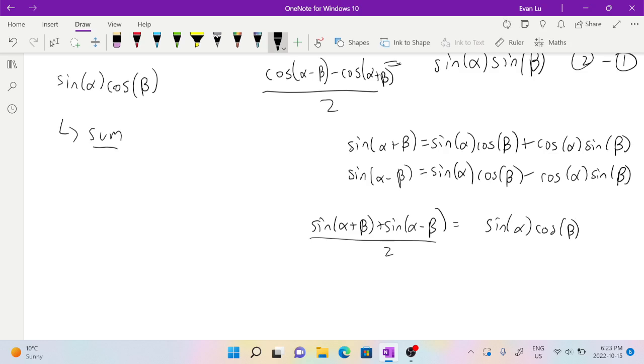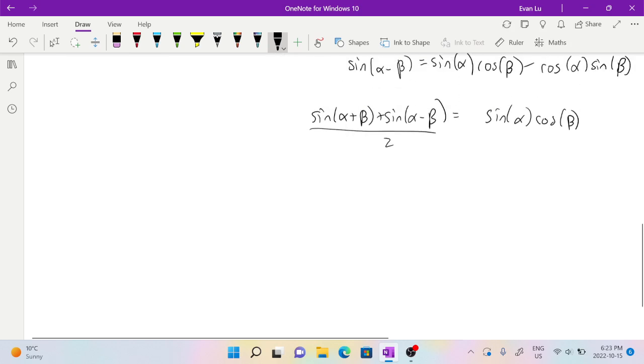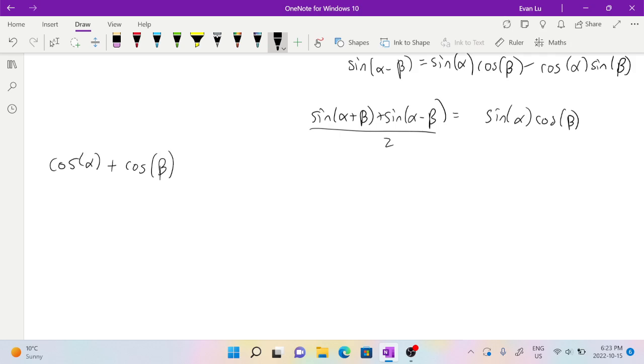Okay, so now let's look at how we can go the other way, to go from a sum to some sort of a product. So let's say we have a cos of an angle. So let's say we have cos alpha plus cos beta. The other cases are a cos plus a sine, so we can say something like this. And then, of course, a sine plus a sine.